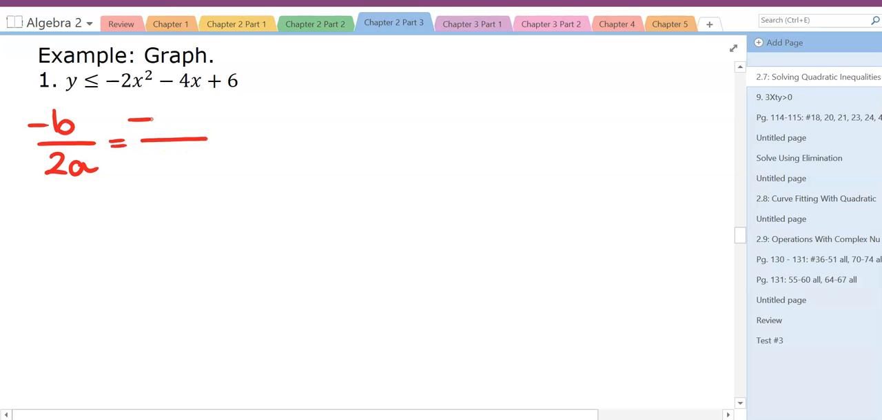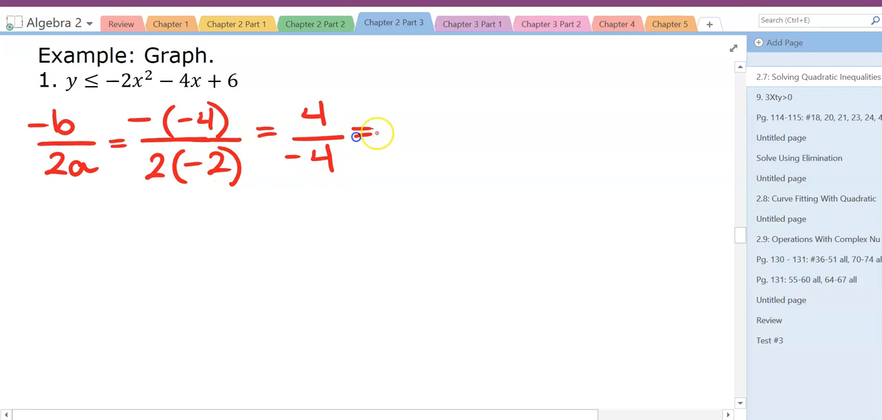Which number is in the b spot? Negative 4. So on the top, we're going to do negative of negative 4. That's going to end up becoming positive, over 2 times a. A is a what? Negative 2. So on top I have positive 4. On the bottom there it's negative 4. So 4 divided by negative 4 would be negative 1.